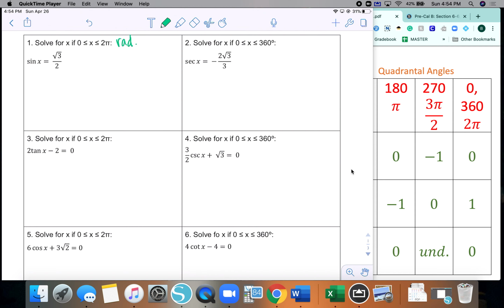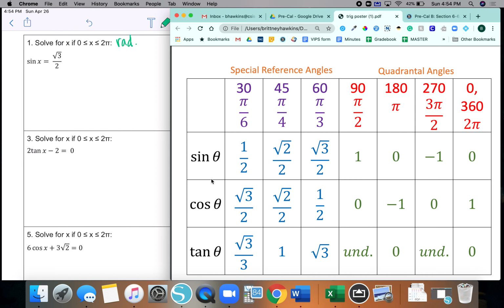So this is in radians. They tell me sine of x is square root 3 over 2. So sine square root 3 over 2, my reference angle is pi over 3. And then based on my all students take classes, sine is positive in quadrants 1 and 2. So that would mean pi over 3 and 2 pi over 3 are my answers, where sine would be positive square root 3 over 2.